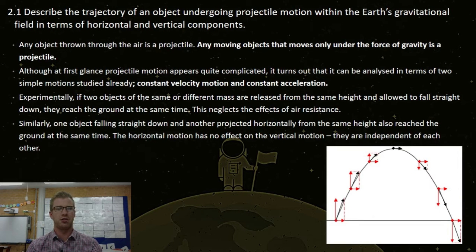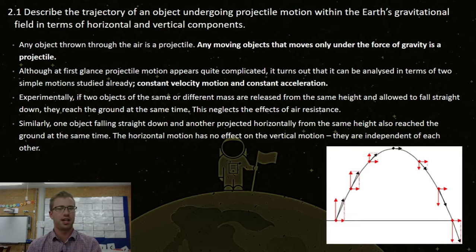So any object thrown in the air, say a ball, or at this moment of time, the water bottles half filled with water, being flipped on the desks, are a projectile. So any moving object that moves under the force of gravity is a projectile. So anything that we throw in class, that tends to happen, is a projectile.